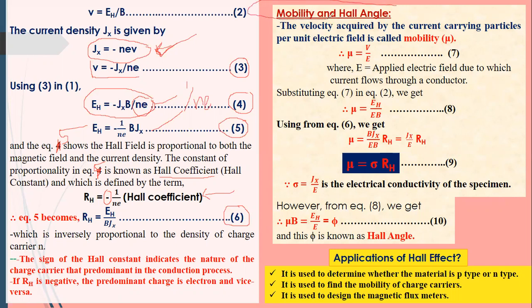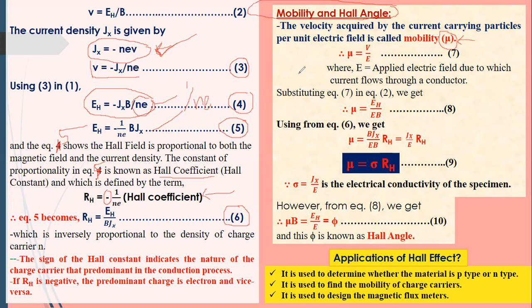Let us move towards the mobility and Hall angles. So what is meant by mobility? Mobility is denoted by mu, the symbol of the mobility. The velocity acquired by the current carrying particles per unit electric field is called mobility.